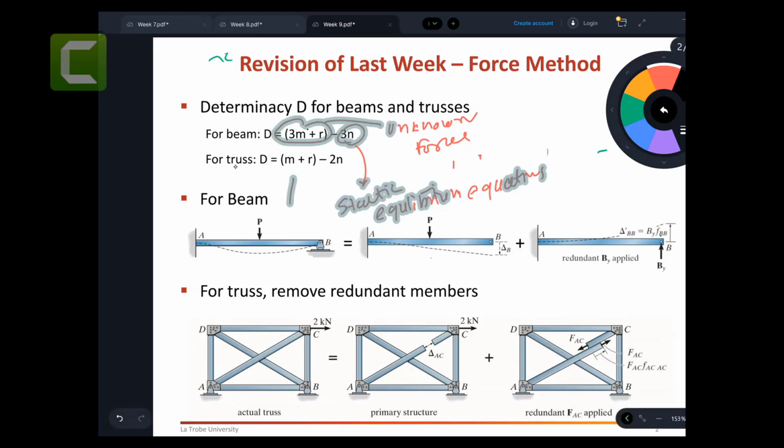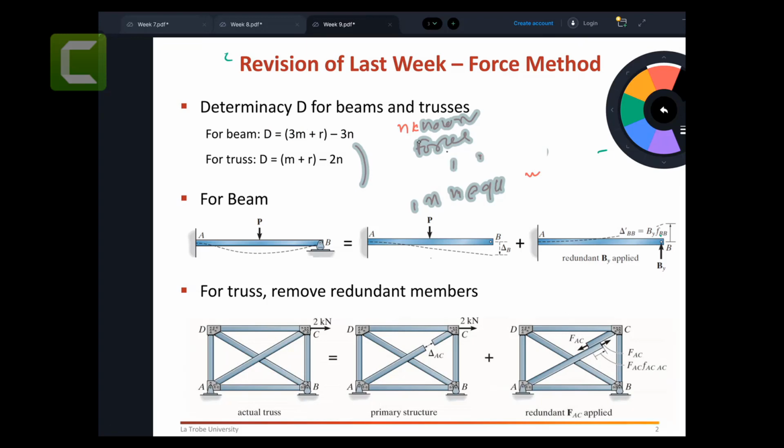And probably you remember these kinds of examples that we solved as well, where someone asked you to draw the shear force diagram and bending moment diagram.